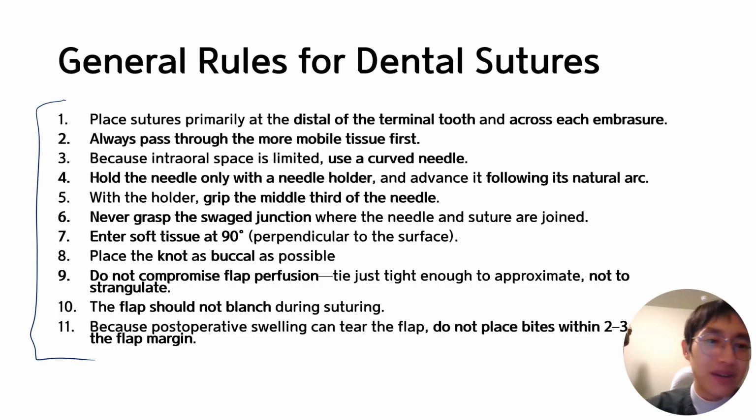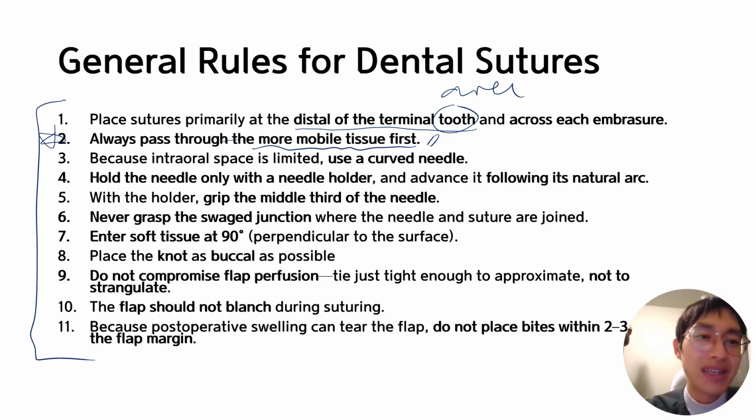Let's do the recap. It has the old version, but I have combined them and made it into 10. Place the suture primarily at the distal or terminal tooth or area, and always pass through the more mobile tissue first. From my experience, I recommend it. Because intraoral space is limited, use a curved needle, of course. Hold the needle only with the needle holder, which is very important. Grip the middle third. Never grasp the swaged joint.